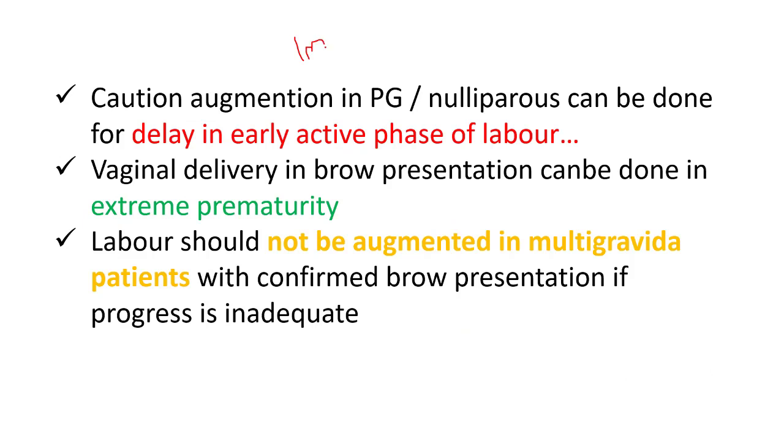Now there are some important points that should be discussed. Caution: augmentation of labor in a primigravida or nulliparous woman can be done for delay in the early active phase of labor.